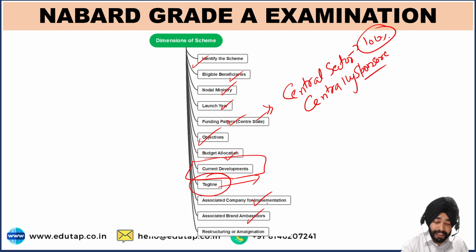Then if there is some brand ambassador, some restructuring has been done, all these things need to be covered holistically for the government schemes, which will suffice your preparation both for phase 1 and phase 2 of the examination. So look at some questions.